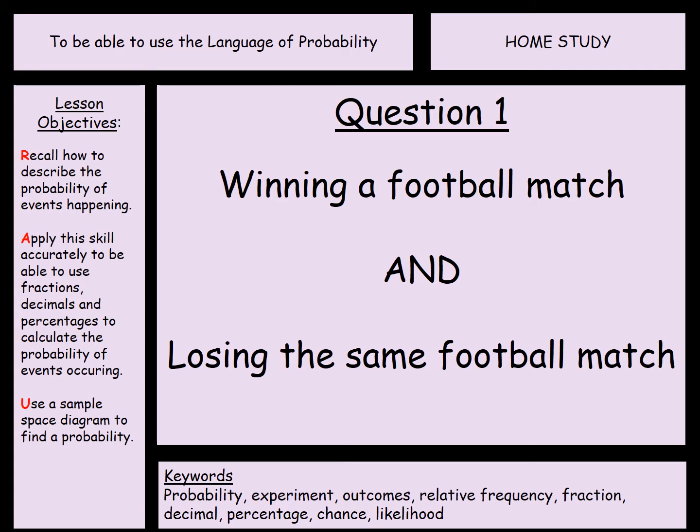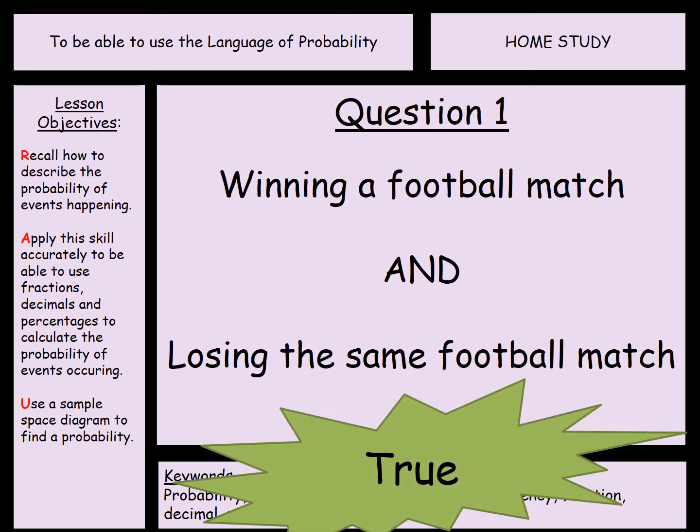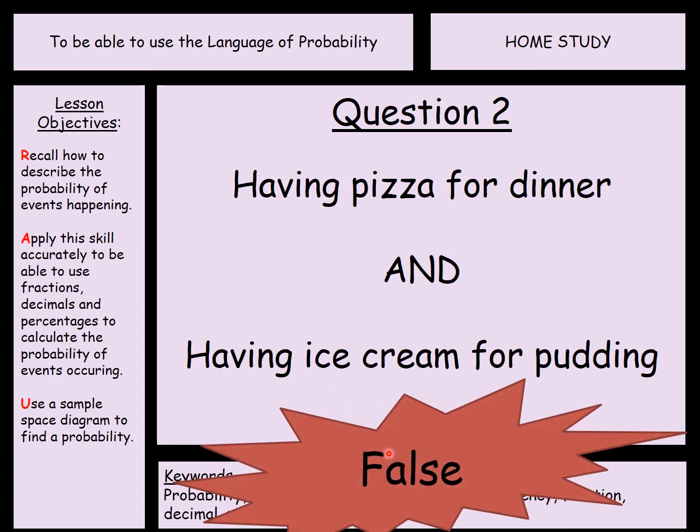So question one, winning a football match and losing the same football match, is it mutually exclusive or not? Yes, it is, because they cannot happen at the same time. Having a pizza for dinner and having ice cream for pudding is false. They can happen at the same time. You can have pizza for dinner and ice cream for pudding. Even if your mum says you can't, you can.